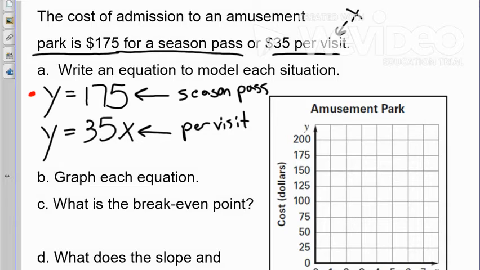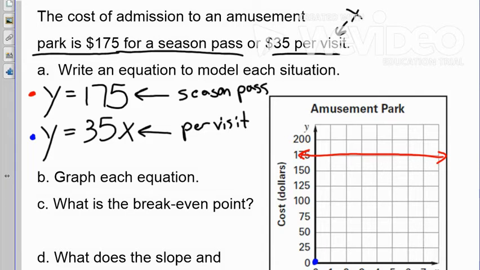The first equation, no matter what, guys, it's always going to cross through at 175. No matter how many times you go, that's the price that you paid at the beginning of the season. So that's what it's going to cost you for the whole season. Now, in this case, for the per visit, it's going to be a situation where if you don't go, you're not going to get charged. All right? So if it's $35 per visit, I know that if I don't go at all, it's going to cost me $0.